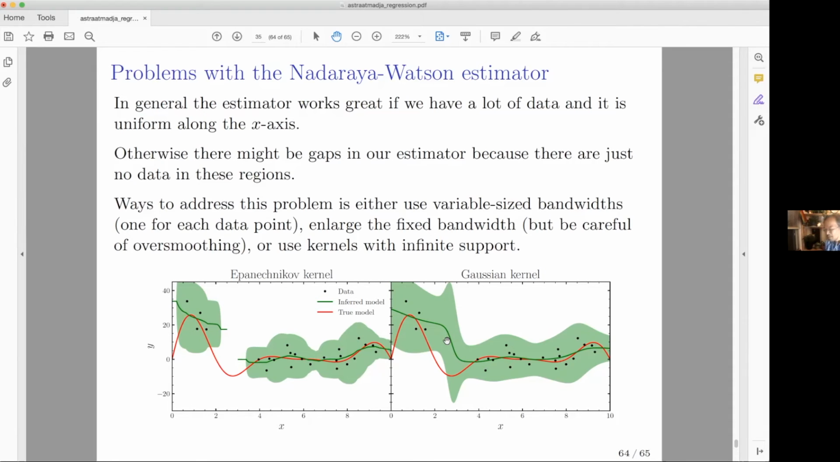So there are several ways to address this problem. First, we can use a variable size bandwidth, one for each data point, and try to estimate it using cross validation, but it's going to be highly dimensional. It's possible if you're feeling like it. Or we can just use the measurement uncertainties, or we can enlarge the fixed bandwidth here. We can just ignore the cross validation results, right? But as mentioned before, be careful of over smoothing. It probably doesn't tell us much about the data if we use a very wide bandwidth.